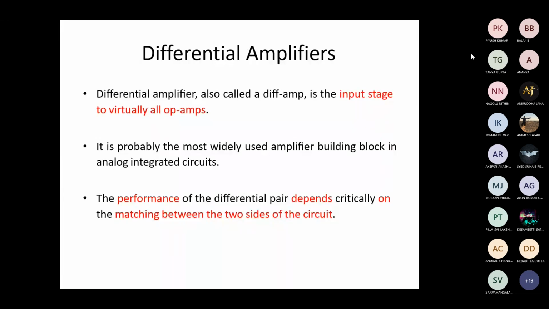Differential amplifiers are also called diff amp. It is the input stage to virtually all op amps. So mainly we are going to use it in op amp fabrications. It is probably the most widely used amplifier building block in analog integrated circuits. The performance of the differential pair depends critically on the matching between the two sides of the circuit. So since we are using two single-ended transistors, the performance will depend mainly on how well the two transistors are matched in their characteristics.